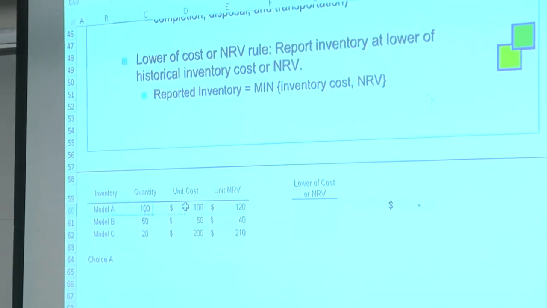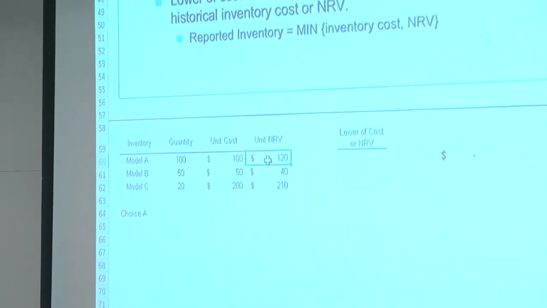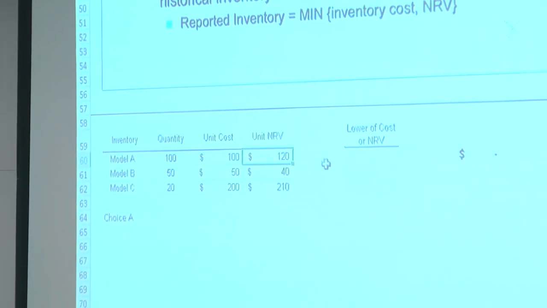So model A, the unit cost was 100 and the net realizable value is 120. So we have to report the lower of those two. In this case, that's the original unit cost, which is 100. The question's asking about model A, but let's just do it for model B and C too. So for model B, the lower of cost or net realizable value here is 40. The net realizable value is actually lower than the original unit cost. So we're going to have to use the price of 40. And for model C, net realizable value has gone up. So the unit cost is lower, so we're going to use that.